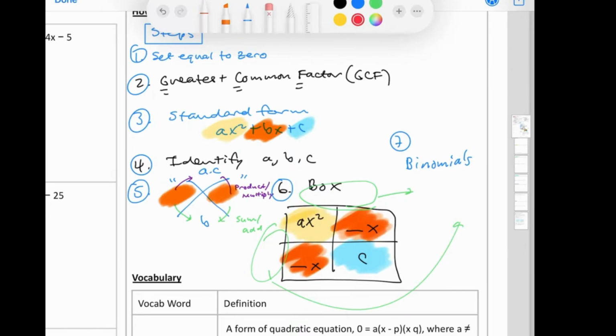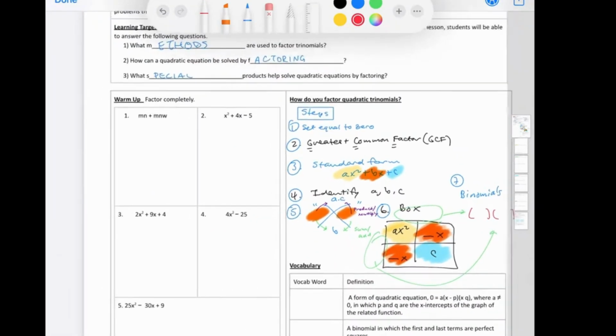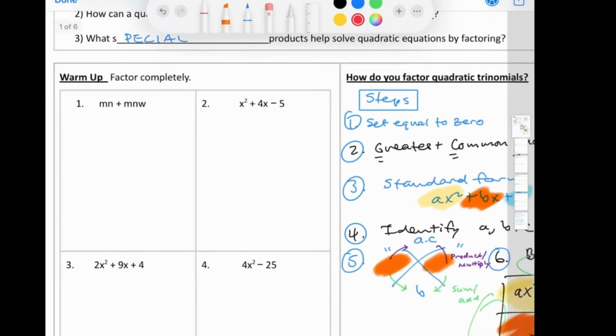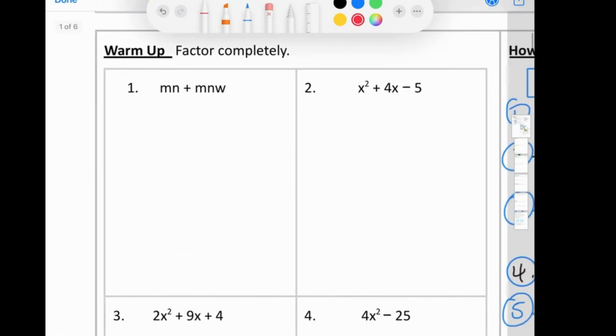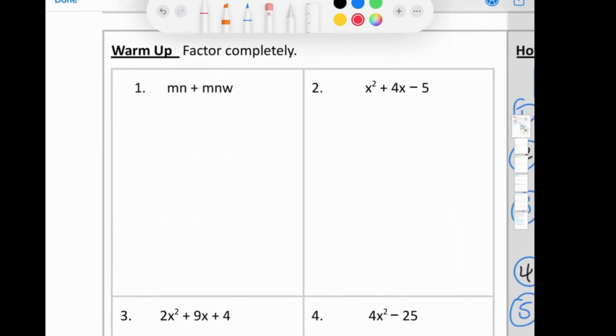Your answer will look like this. Okay? Alright, so this is called the area model of factoring using the X box method. You'll notice there's an X and there's a box. Okay. Question number 1. Set it equal to 0. You'll notice there's no equal sign, and basically everything is on one side of the equation, so you're done.